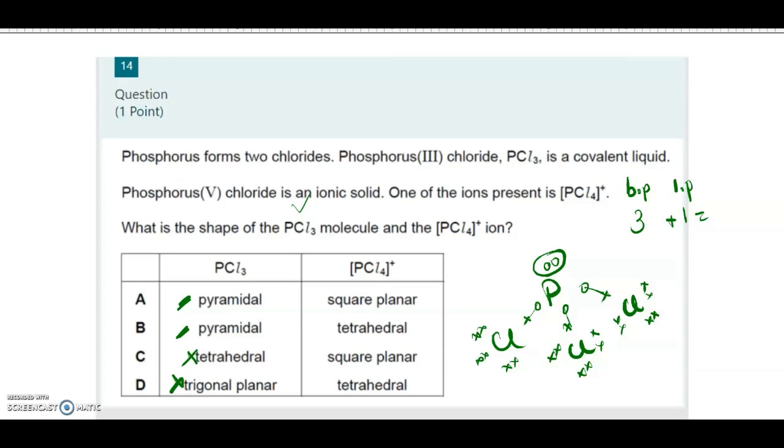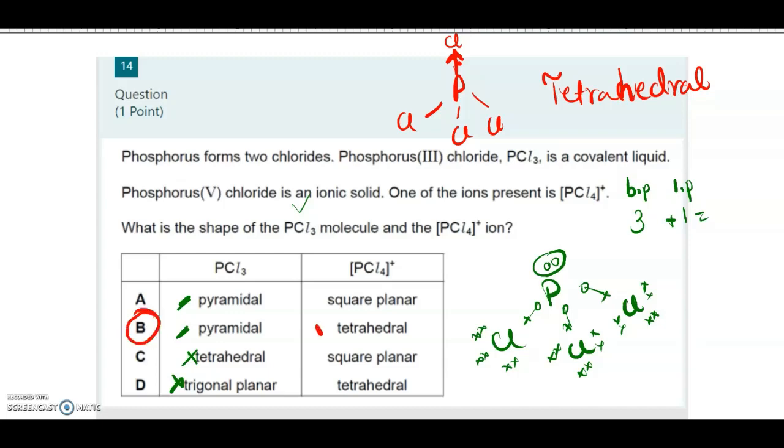Now what about PCl4 plus? One of the electron pairs will make a dative bond, and this diagram will be modified further into PCl4, with one dative bond with another Cl, and it becomes a tetrahedral structure. So option B is the correct option. If you write its configuration, it becomes sp3 hybridized and it has a tetrahedral structure. So option B is the correct option.